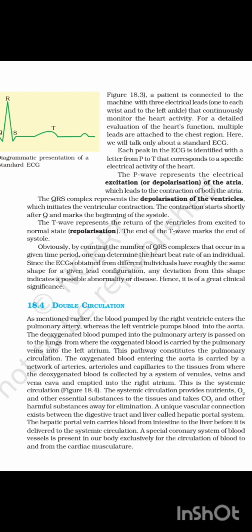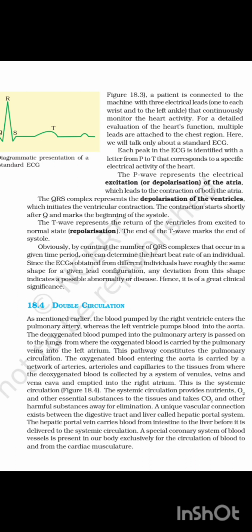18.4 Double circulation. As mentioned earlier, the blood pumped by the right ventricle enters the pulmonary artery, whereas the left ventricle pumps blood into the aorta. The deoxygenated blood pumped into the pulmonary artery is passed on to the lungs, from where the oxygenated blood is carried by the pulmonary veins into the left atrium. The pathway constitutes the pulmonary circulation.